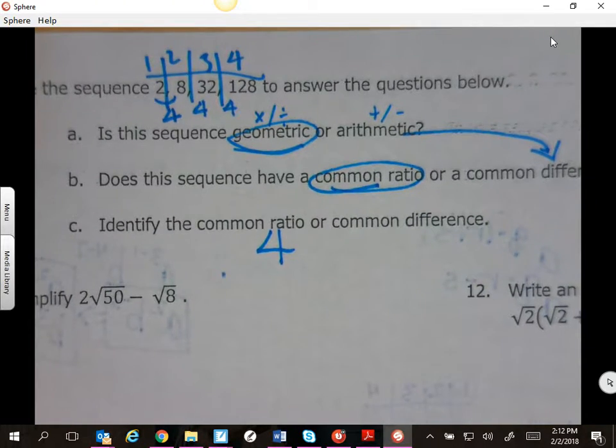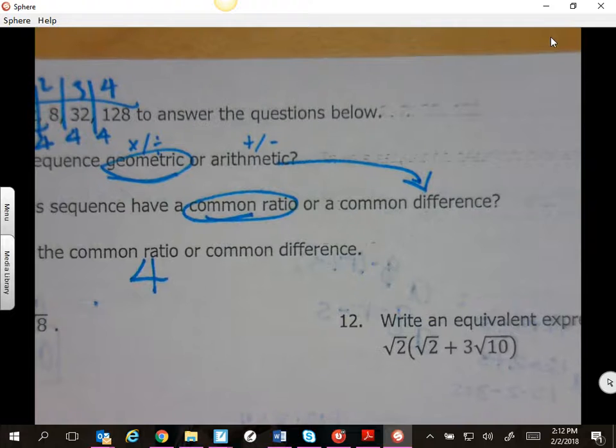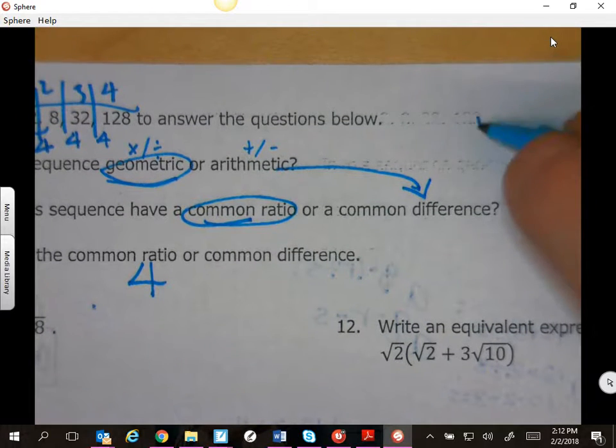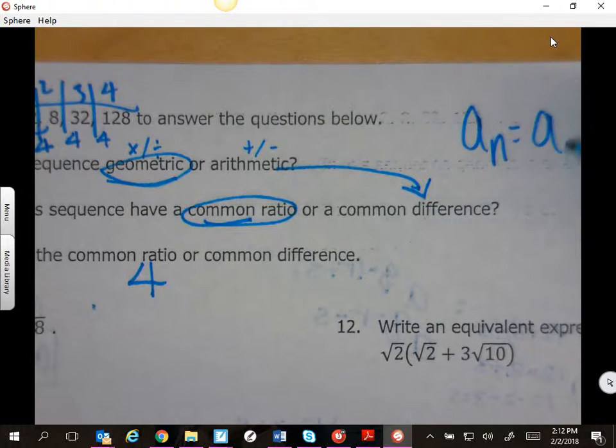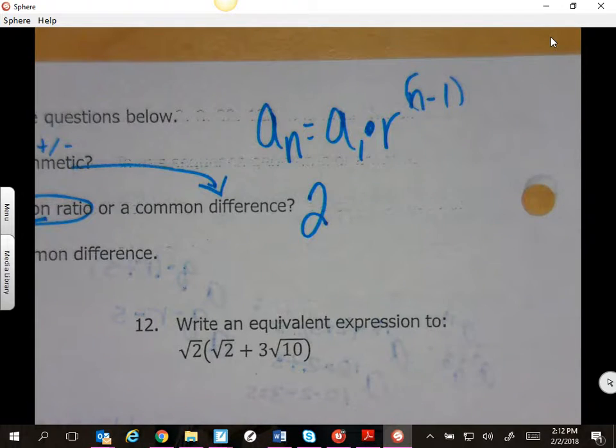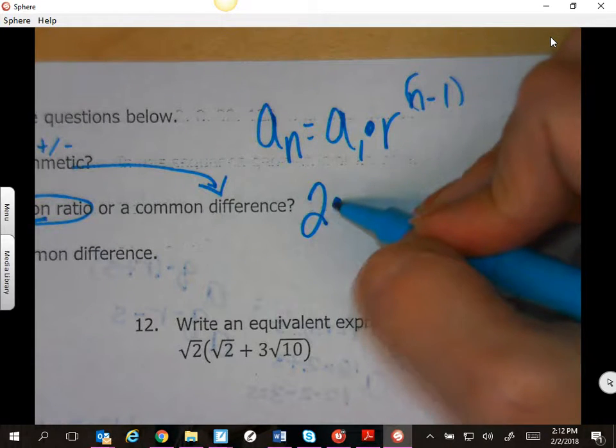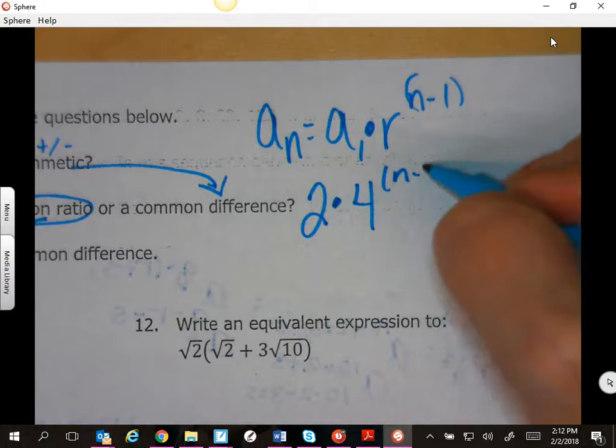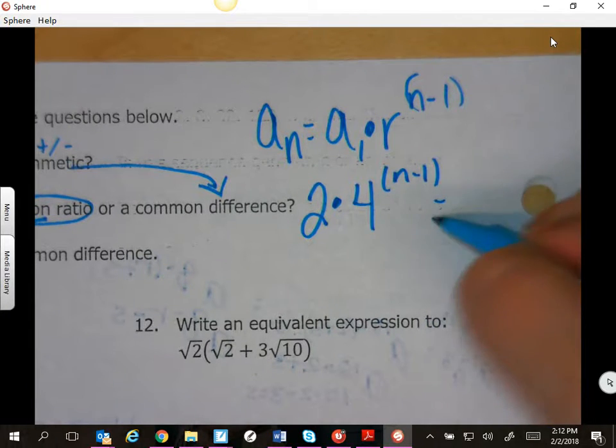If we wanted to take this a step further and actually write that as an explicit formula, remember a sub n is equal to a sub 1 times r to the n minus 1 power. So we could write this as 2 times 4 to the n minus 1 if they wanted us to write a formula.